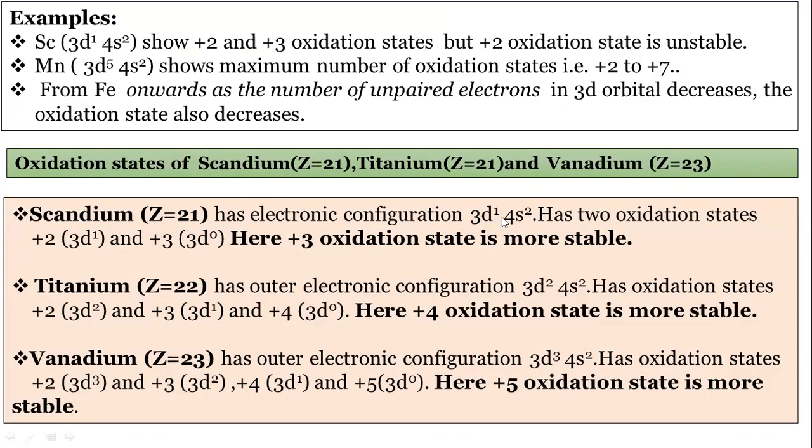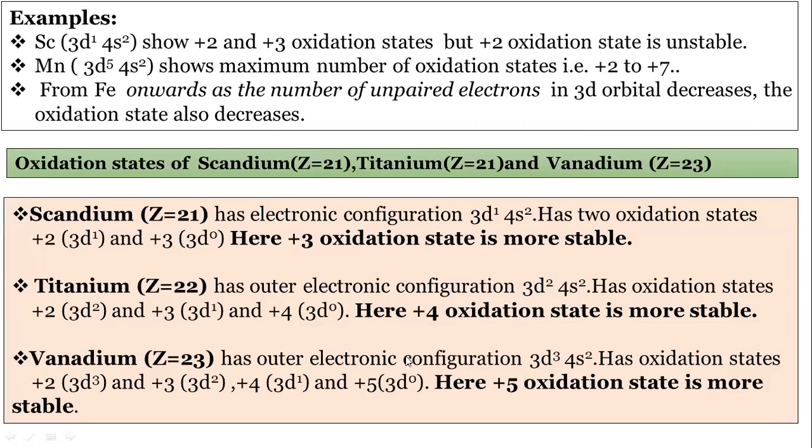But scandium +2 oxidation state is very, very less stable, that's why it is not written. The +3 oxidation state is more stable. +3 means 3 electrons are donated: 2 electrons from 4s and 1 electron from 3d. So 3d will contain 0 electrons, and that is the stable oxidation state. In case of titanium, the electronic configuration is 3d2, 4s2. When 4 electrons are given, +4 is the stable oxidation state of titanium.